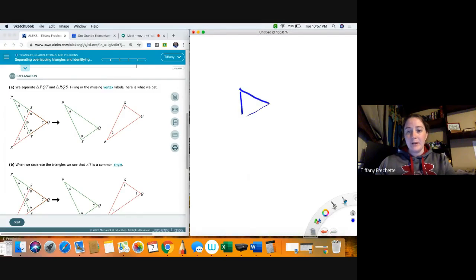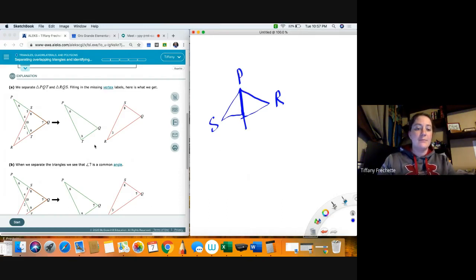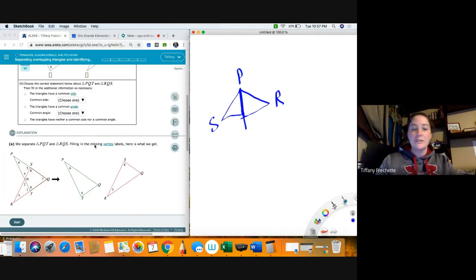like maybe they were drawn something like this. So this is a common side. Both triangles share that one side. But in order for that to happen, you would actually see it. So you'd actually see PT in this case, the one that I drew. You'd see that on both of them. They'd have the same 2 letters. So that doesn't happen.